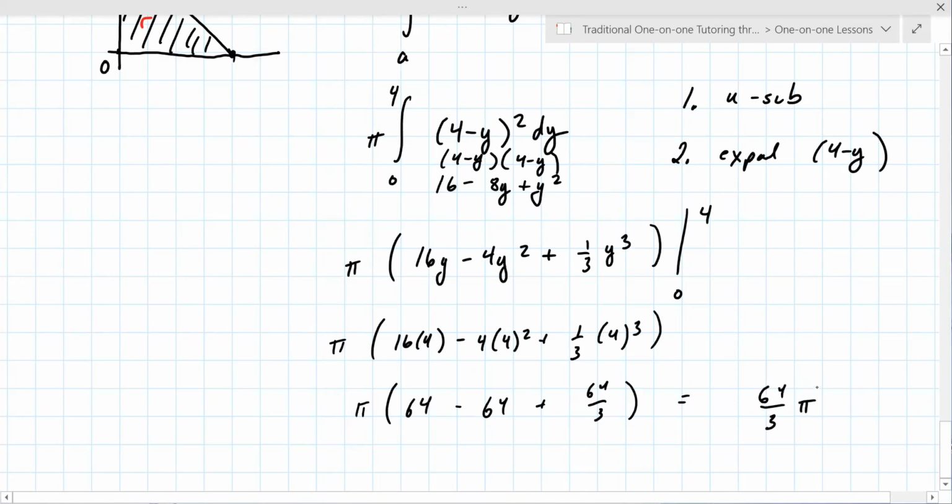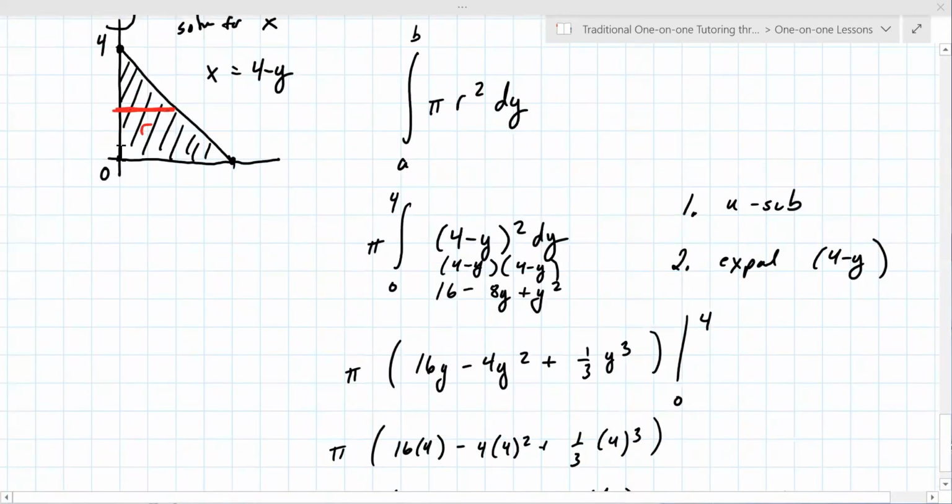16, 4 times 16, 64. Pi, 64 pi over 3. Yeah. And then that's your answer, right? That's your answer. Yeah. And you know, you start out with kind of a nice 1/2 base times height, but your volume is more.